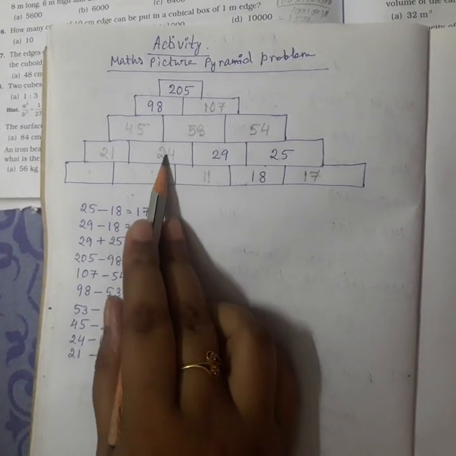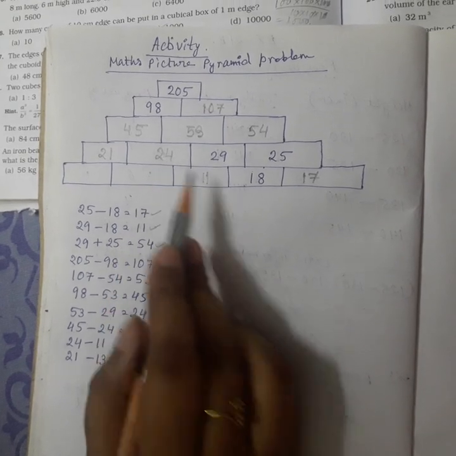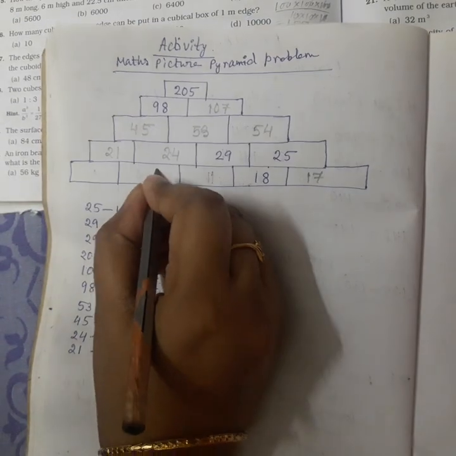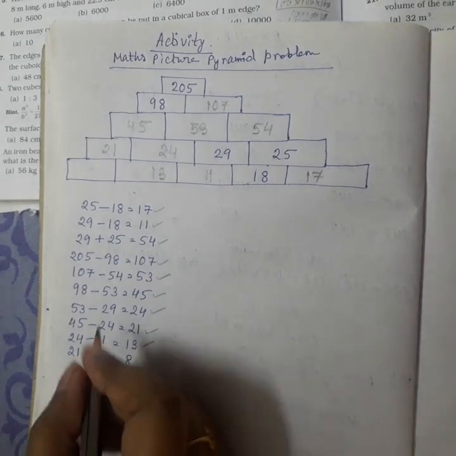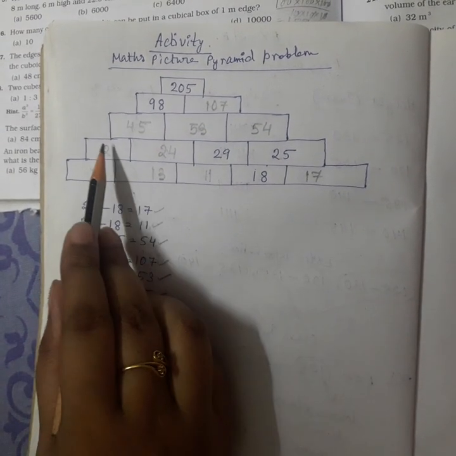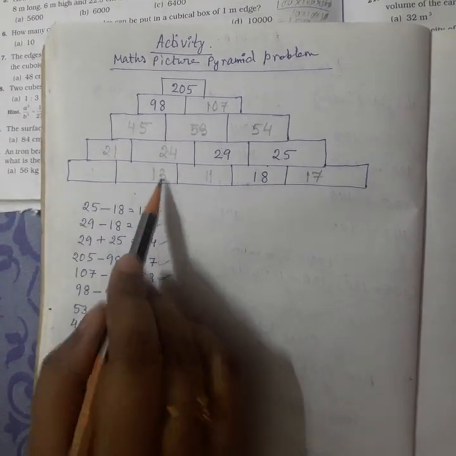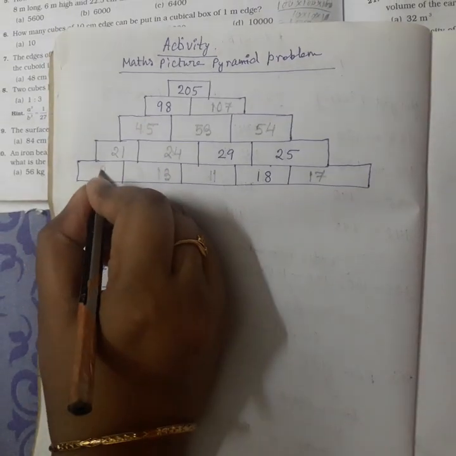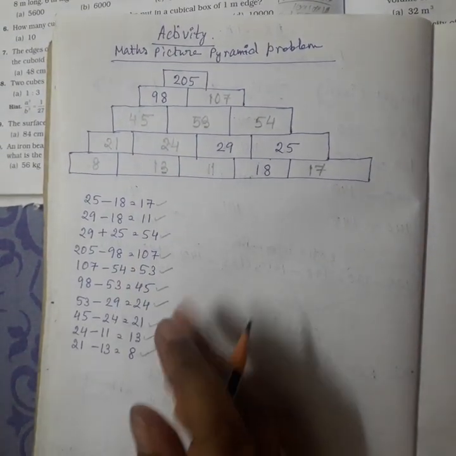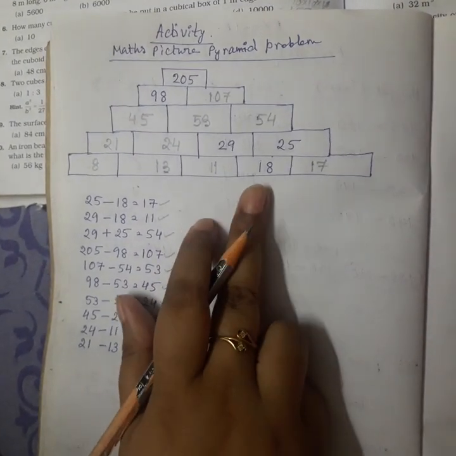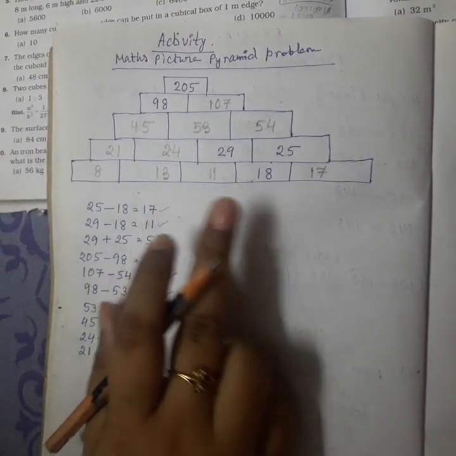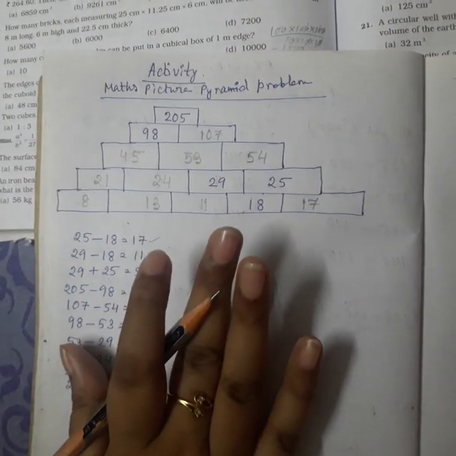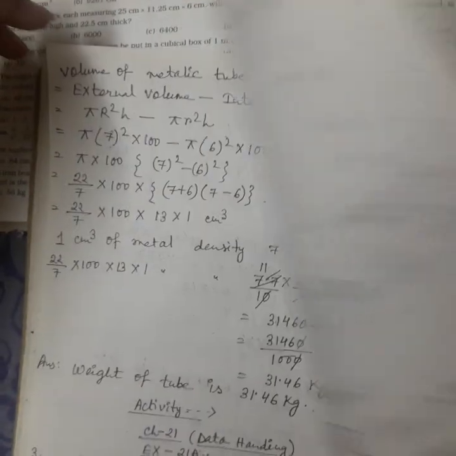The sum of these two numbers will come 24, so 24 minus 11 is 13. Now the sum of these two numbers will come 21, so 21 minus 13 is 8. So the calculations I have done here. According to this you have to do the calculation and fill up this pyramid. So the activity is completed.